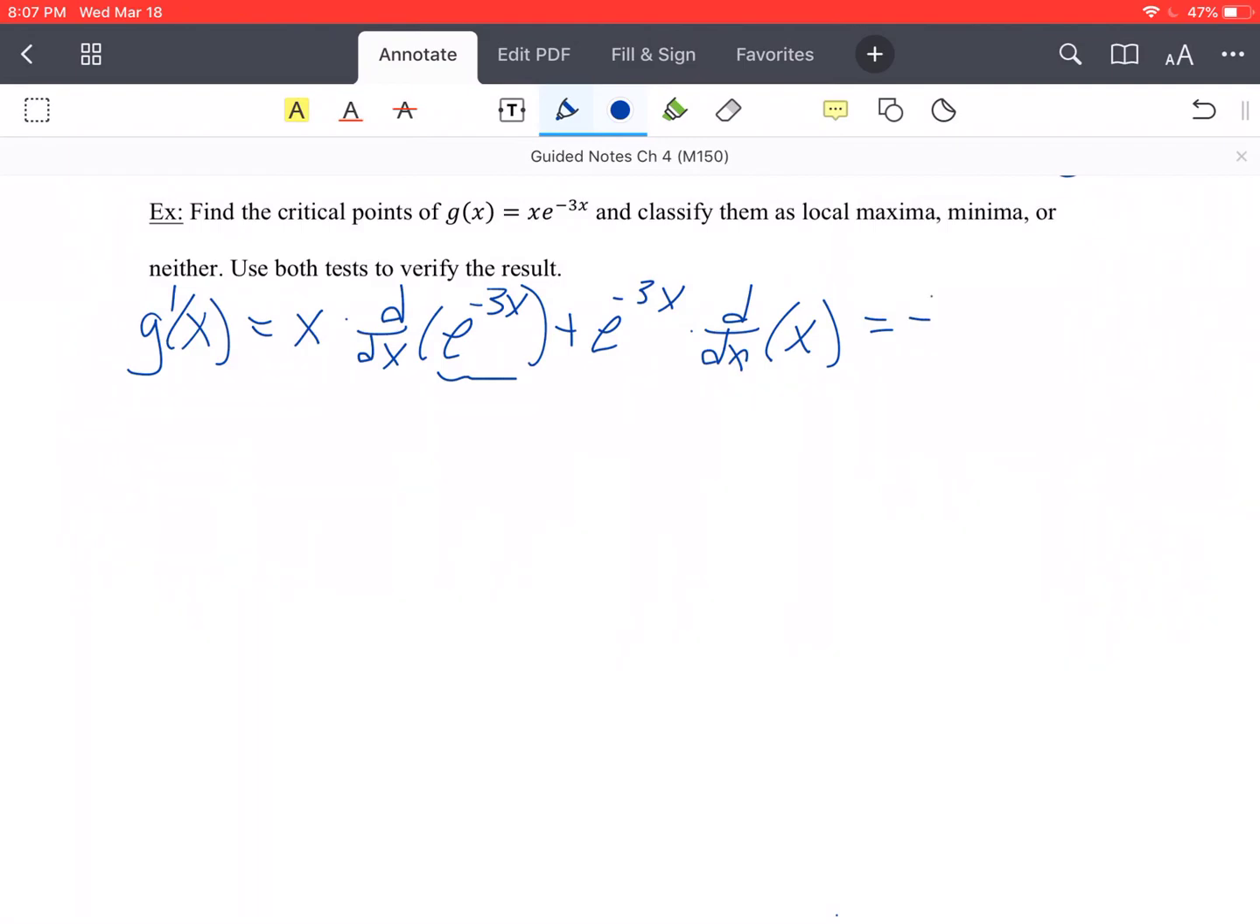So this is -3x e to the -3x. And then plus, e to the negative 3x times the derivative of x, which is just 1. So this is just e to the negative 3x.